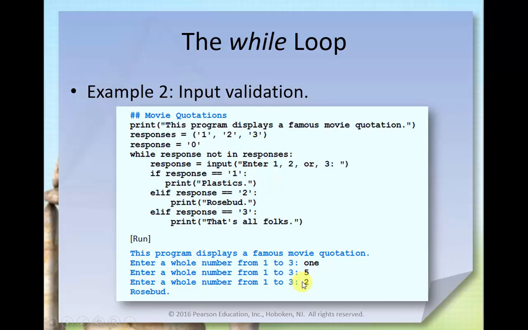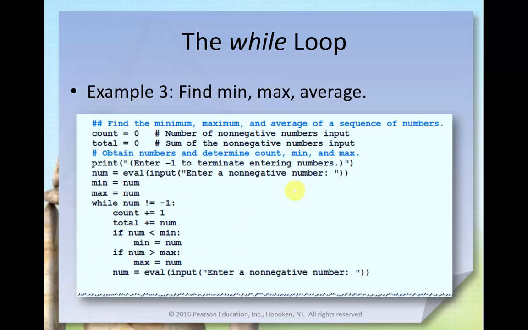This time we get some correct input. 2 is, in fact, one of the values in responses, right? And so this condition evaluates to true, and so it prints rosebud. So that's a quick example of how we can do some input validation, and this will be useful as you're looking at some of our programming exercises that we're going to have to do, the rock, paper, scissors, as well as the quiz game.